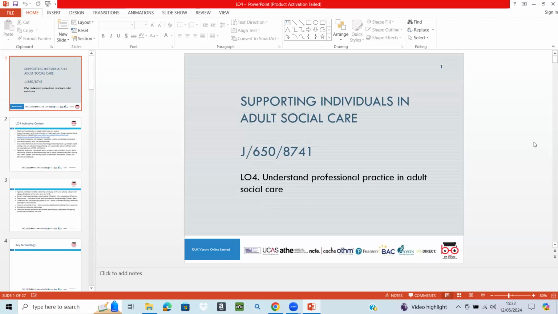Just for a quick recap, person-centered care means embracing an approach that places the individual at the center of care planning and decision-making, tailoring support to meet the unique needs, preferences, and goals of each person. It fosters a sense of dignity, respect, and empowerment.